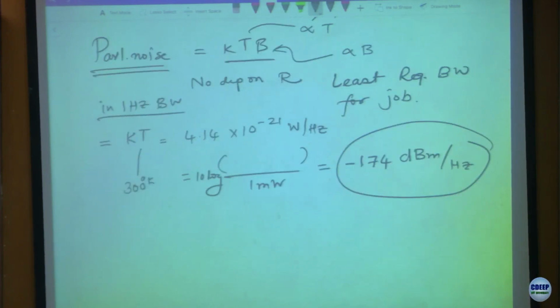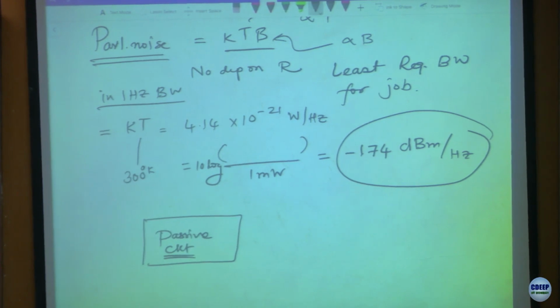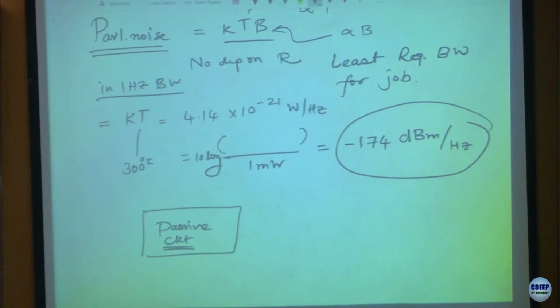The other important part is, if you have a circuit, let's say a passive circuit, for example, let's say you just used an LC circuit for matching. Let's assume that there is no loss in that element, there is no dissipation in that. Then it doesn't impact our noise calculations.